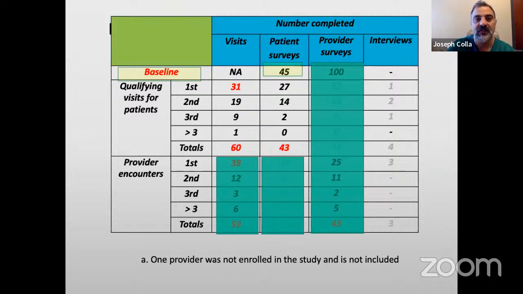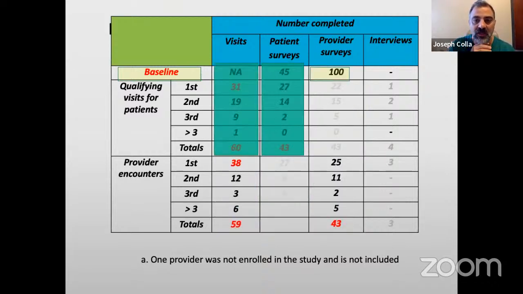We met that goal, and a qualifying visit has to be an individual patient that has a survey. So we had 31 patients actually from the 45 visits, and 27 of them we got their surveys from. On the provider side, we enrolled 100 providers, and 38 of those 100 providers saw a patient with an IPP. So there's 38 individuals, and then some of them had 2 visits, 3 visits where they saw other patients. And then we took all this data, and that's what I'm about to go over.